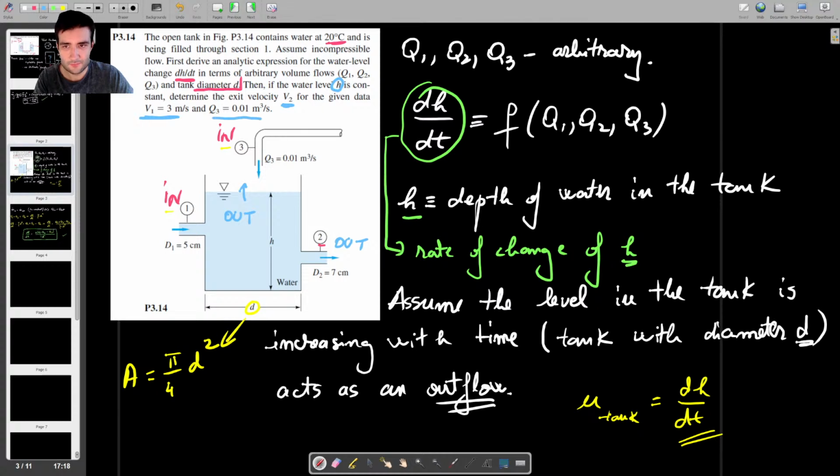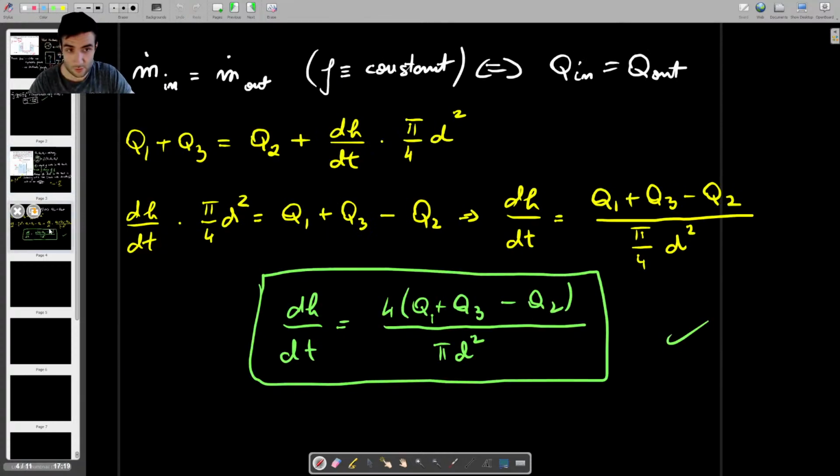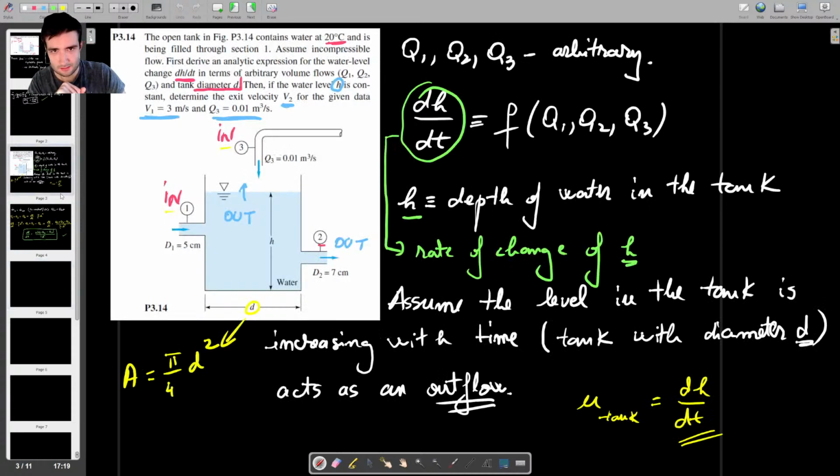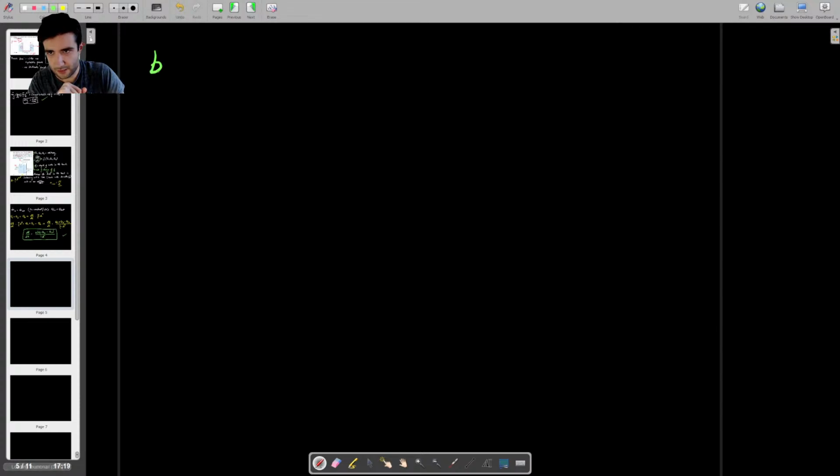We know this volumetric flow rate is 0.01 meters cubed per second. So let's try to figure out what V2 is by using what we have here. Okay, so I'm going to call this part A, and now I'm going to move on to part B.